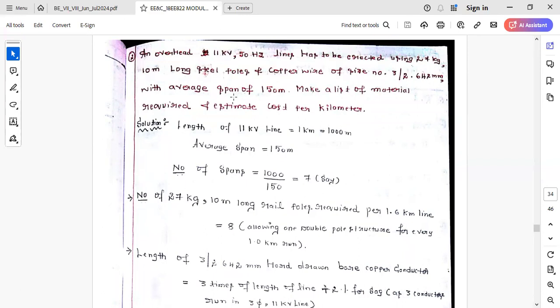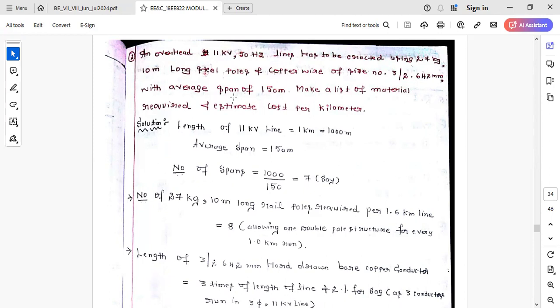An overhead 11 kV 50 hertz line has to be erected using 27 kg 10-meter long steel poles and copper wire of size number 3 bar 2.642 mm with an average span of 150 meter. Make a list of material required and estimate the cost per kilometer. Here we need to understand the kV level: it is an 11 kV 50 hertz line, and the steel pole length is 27 kg 10 meter.